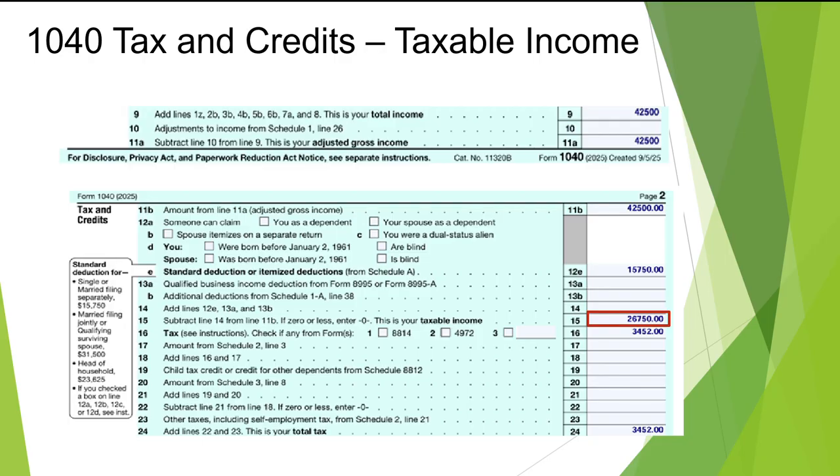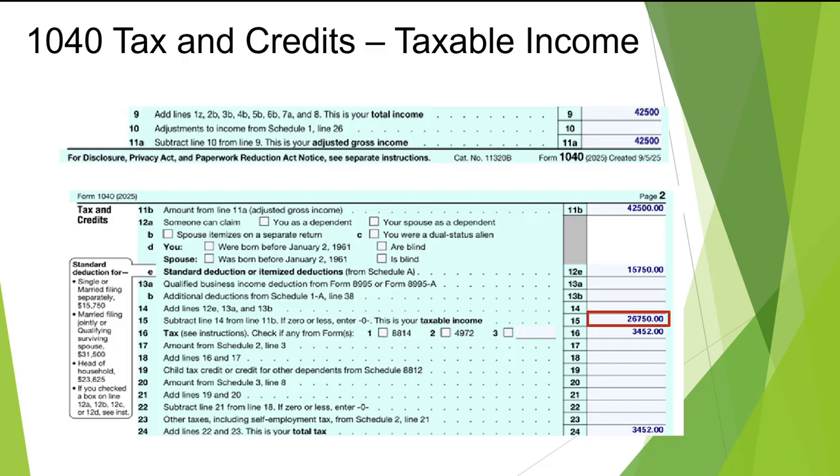So again, we take the $42,500, we subtract the standard deduction. Jordan's taxable income is already immediately down to $26,750. Next, we're going to calculate how much tax Jordan owes on $26,750. But just to reiterate, he is not paying tax on everything that he earned. He is only paying tax on what he actually earned from his W-2 form minus the standard deduction.